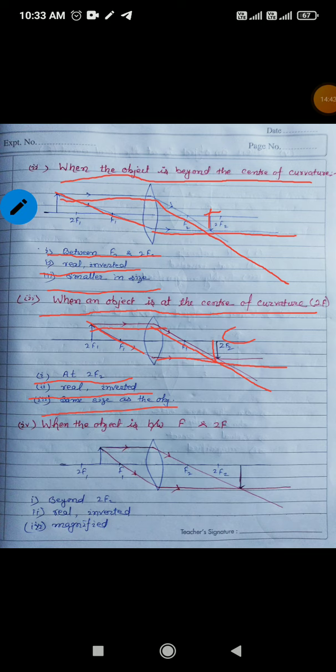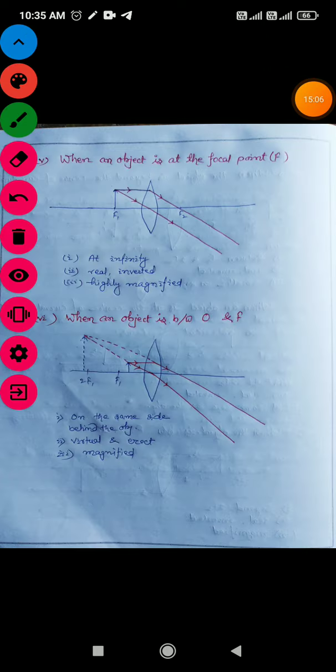And last, students, is when the object is between F and 2F. In that case, the image will be beyond 2F. It will also be real and inverted, and it will be magnified, that means bigger than the object. After this, students, the remaining things we will study in later classes, in later videos.